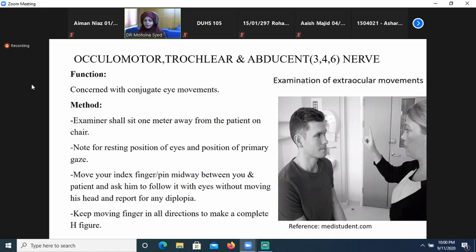Now you keep moving the finger in all directions. You make an H. How do you make an H? You move the finger to his right, then upwards, then downwards, and then towards the left, then upwards and downwards. In this way, you make an H figure and you assess all the 3 cranial nerves and the extraocular movements in all directions.